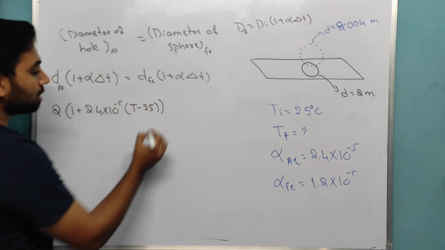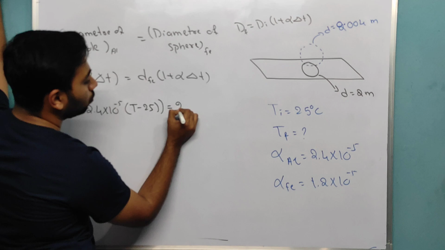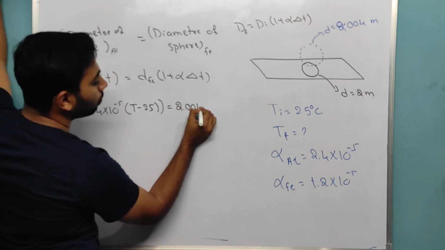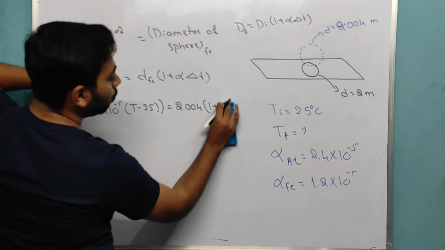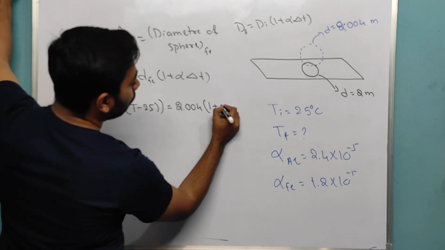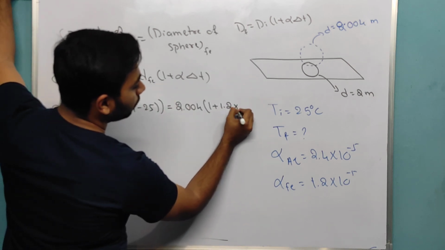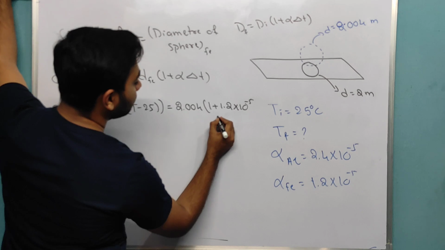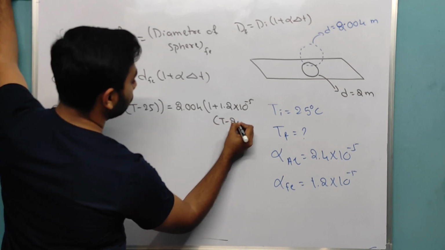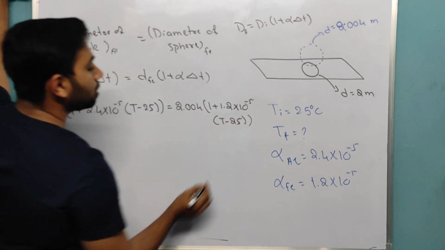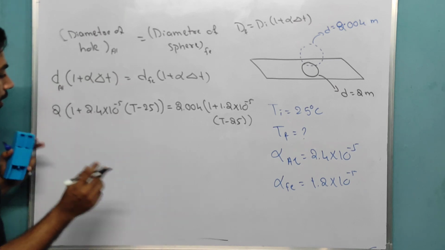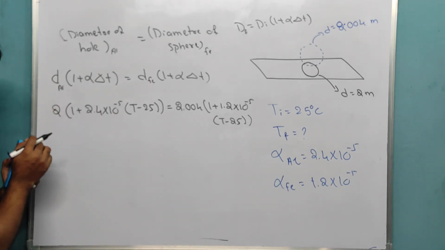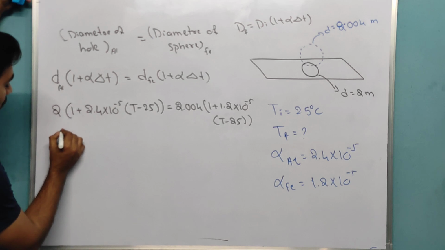Change in temperature is equal to, diameter of this is 2.004 into 1 plus alpha. That alpha value is 1.2 into 10 to the power of minus 5, change in temperature T minus 25. T minus 25. Okay, this I got. Now what will I do? I will multiply this into this inside, or I can write it like this also, right?